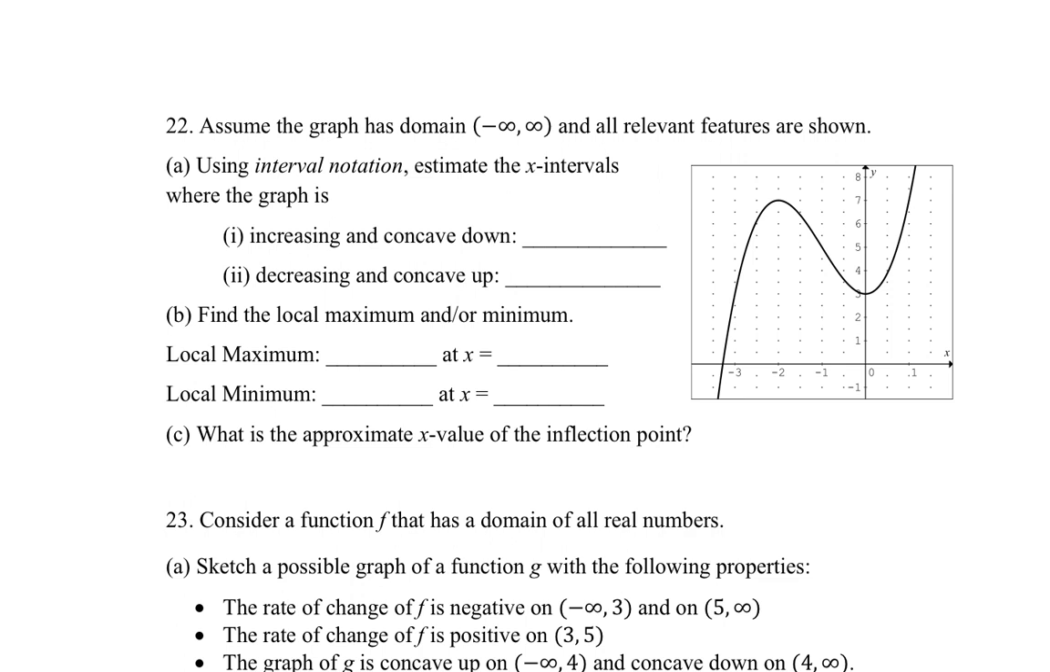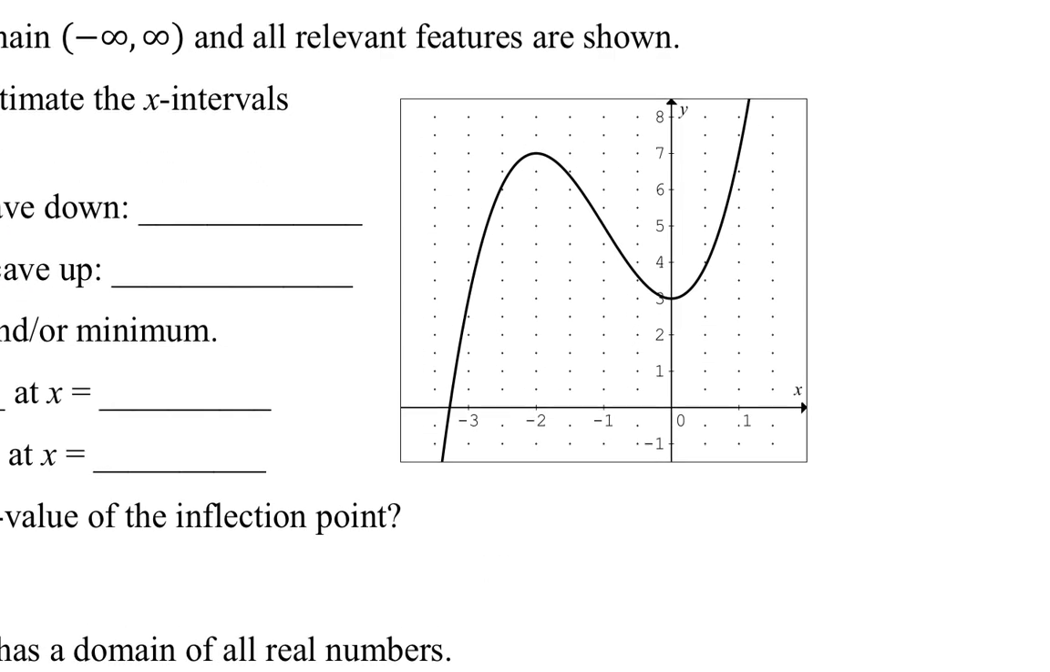Now here for 22, we're to assume that the graph has a domain from negative infinity to positive infinity, and all of the relevant features are shown to us. So for this first one, using interval notation, we want to estimate the x intervals where the graph is increasing and concave down. Looking at our graph, this is the area where everything is concave down just because it's opening down. And it's increasing up to this point.